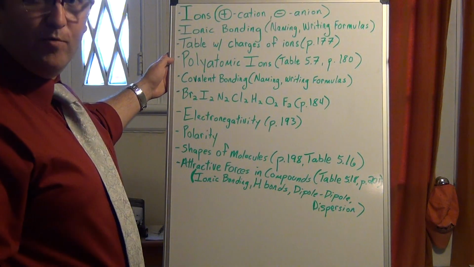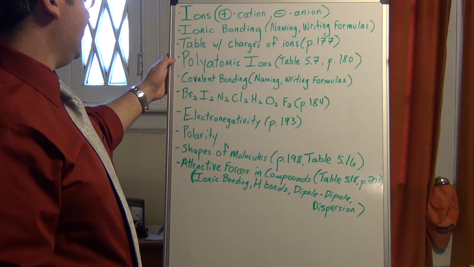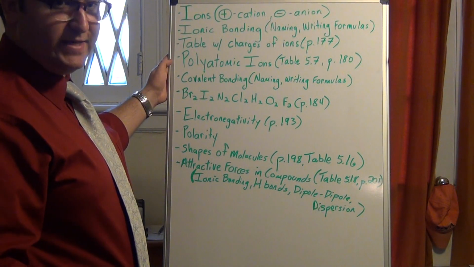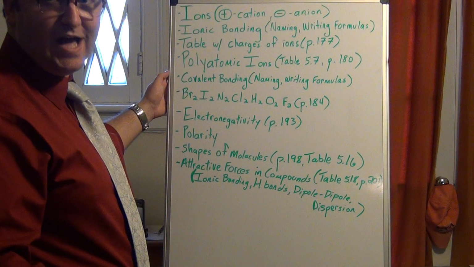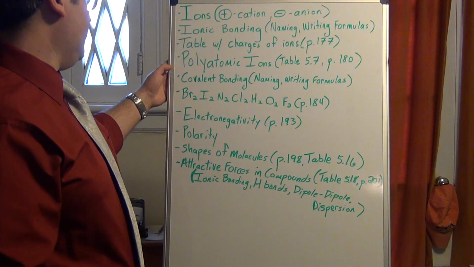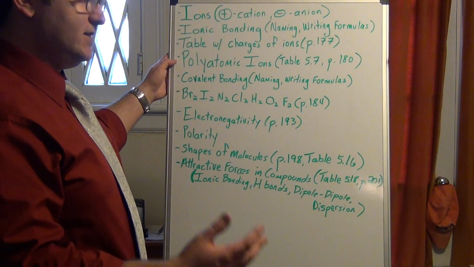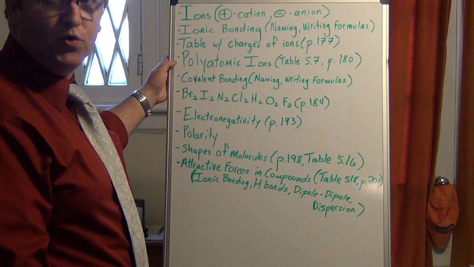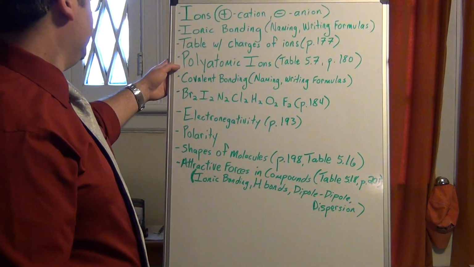Also know the Roman numeral convention. If you have a transition element that does have more than one charge state, such as iron, be able to know the difference of how to specify if it's an iron 2 or an iron 3, for example.